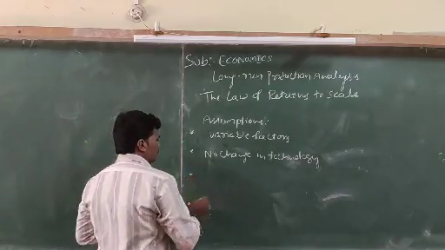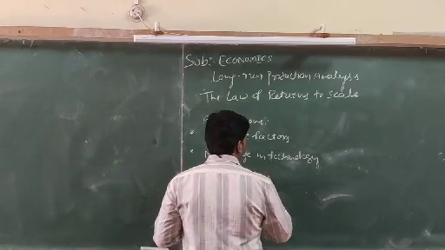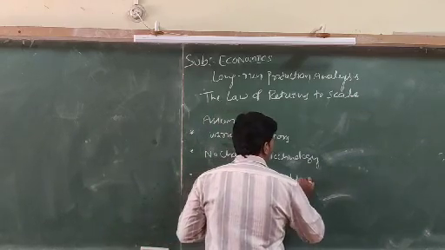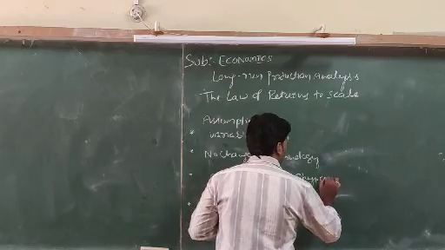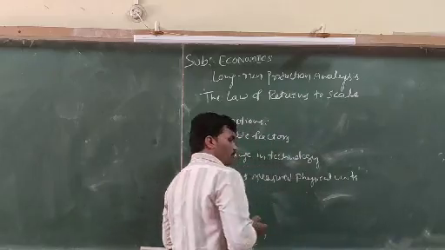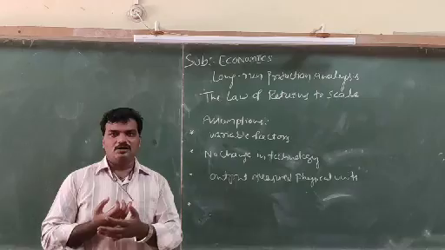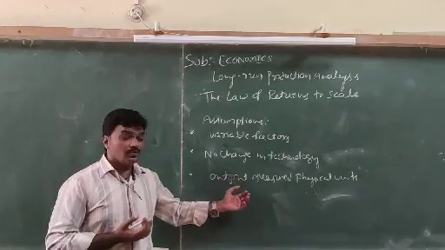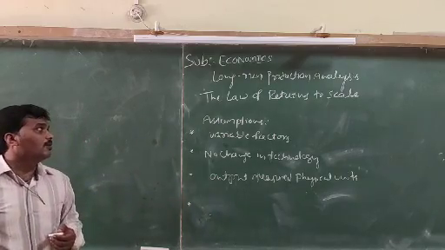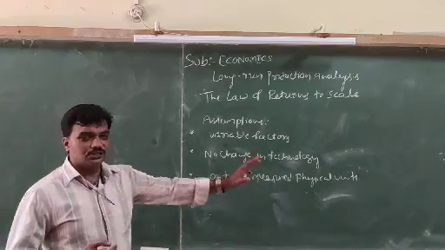Then the third point is the output. Output is measured in physical units. It is easy to calculate, in addition, marginal and average product. It is helpful to calculate the average and marginal product. That's why it is measured through physical units.